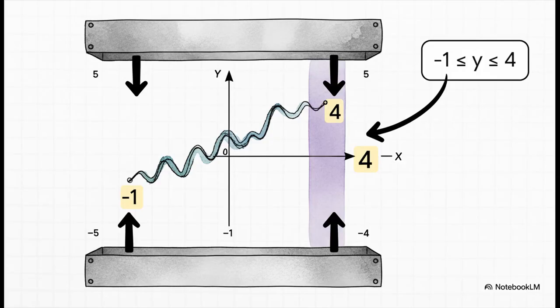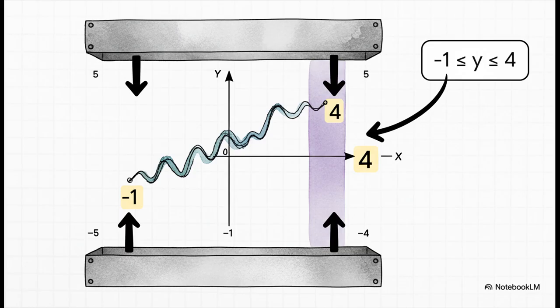Now for the range. We squish the graph with a floor and a ceiling. Remember, we scan from bottom to top. The lowest the graph ever gets is a y value of -1. The highest it ever gets is a y value of 4. Again, those points are included, so we use the or equal to signs.